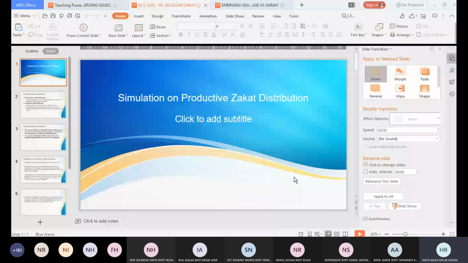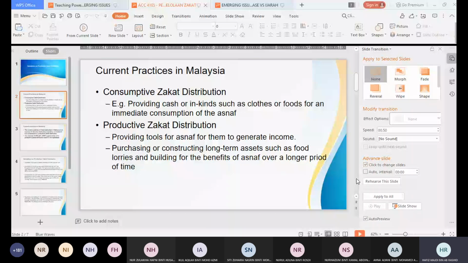So just to give you some initial idea, what is productive zakat distribution? When you talk about zakat money distributed to asnaf, those in my zakat class might be able to understand it easier. When we distribute zakat money to asnaf, it can be in the form of what scholars term either consumptive zakat distribution, or the second category, productive zakat distribution.